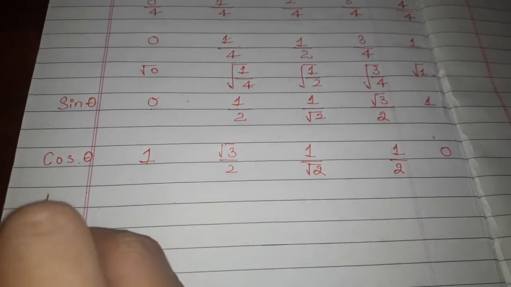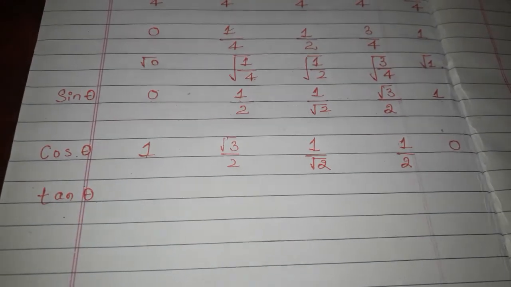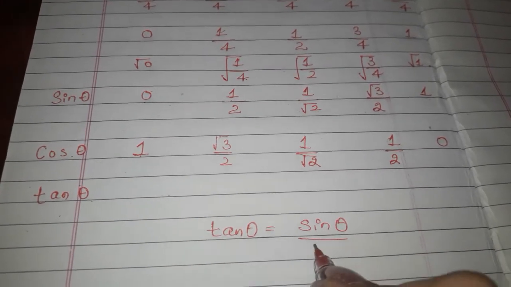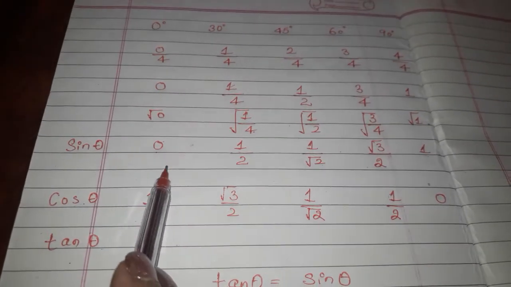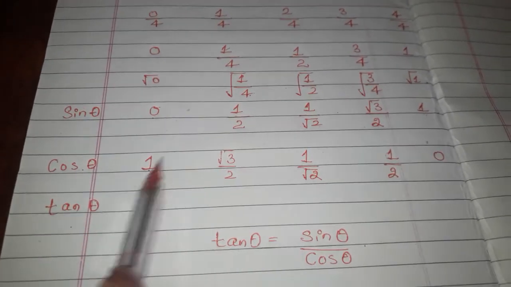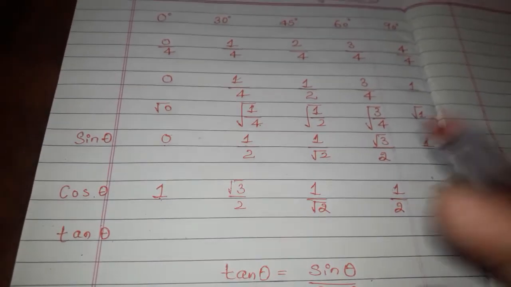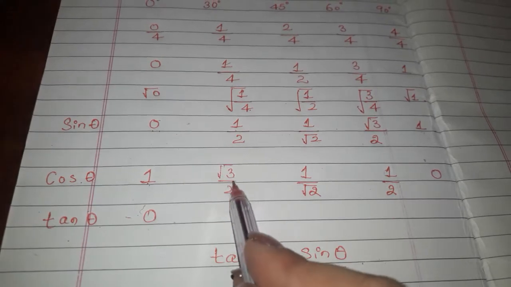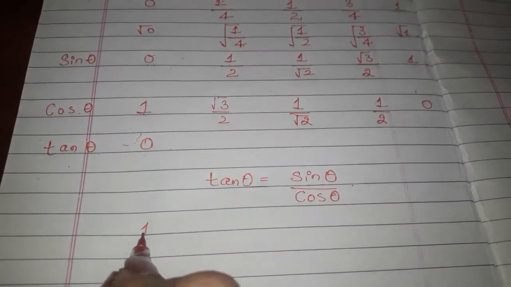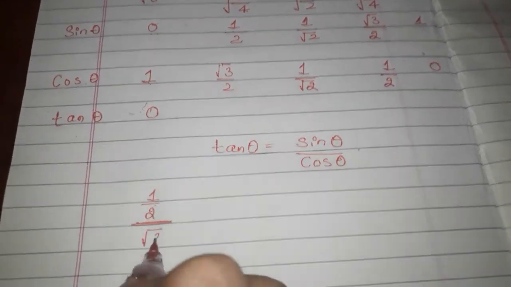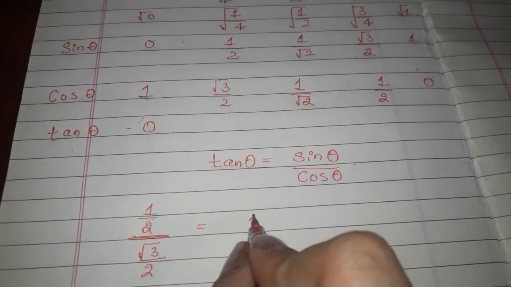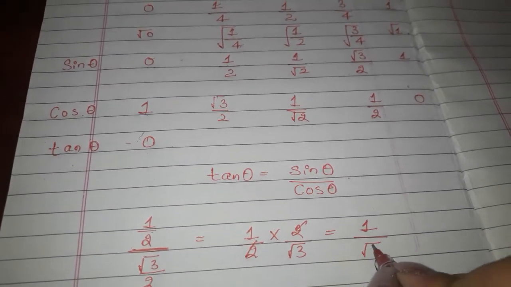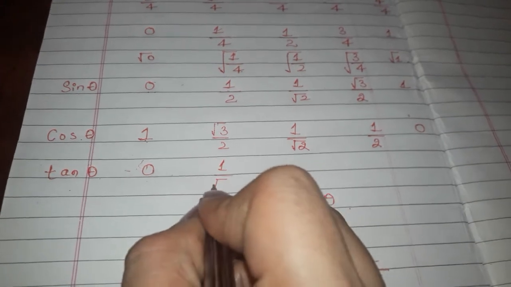Only this value is left, it is placed just below where it was. Then tan theta. Since we know tan theta is equal to sine theta upon cos theta, we will divide the value of sine 0 degree by cos 0 degree and the value of tan theta will come out to be the exact answer. 0 by 1 is always 0. 1 by 2 upon root 3 by 2 will be 1 by 2 into 2 by root 3. It will come out to be 1 upon root 3.